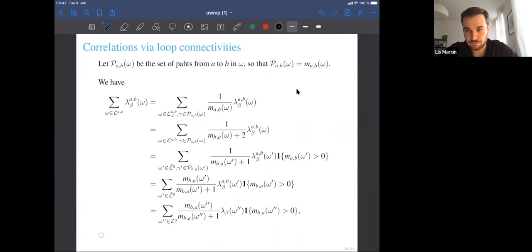This factor M_AB over M_AB plus 1 is just the bias that you have to include to make this computation work. And the whole point is that it is bounded away from 1/2 and 1 on the event that there is at least one path from A to B. During this procedure, you transform the numerator into a statistical sum over objects of the same type as in the denominator. The sources have vanished, so you can interpret this as an expectation, and then you can interpret it as a probability of a connection.